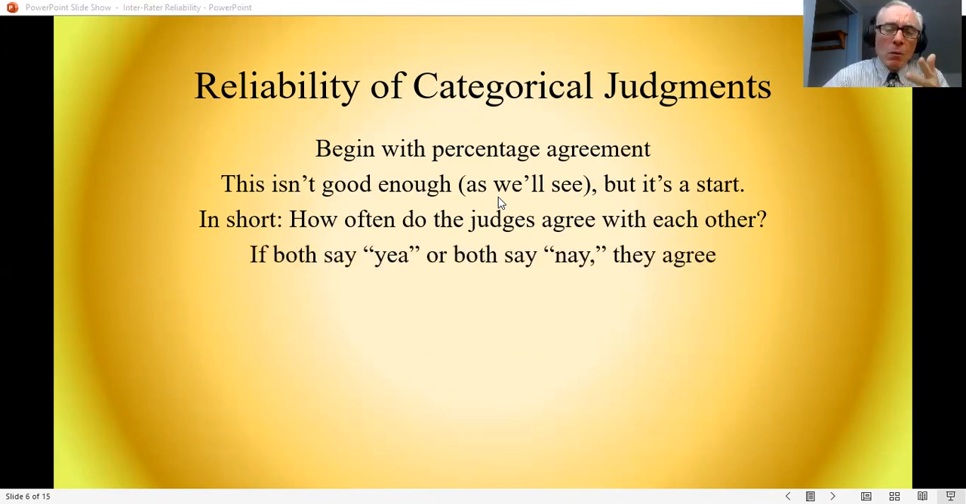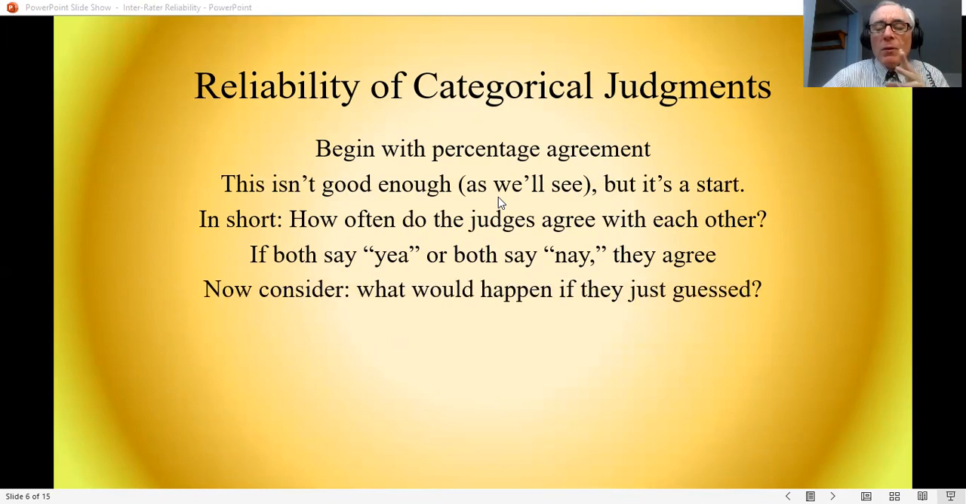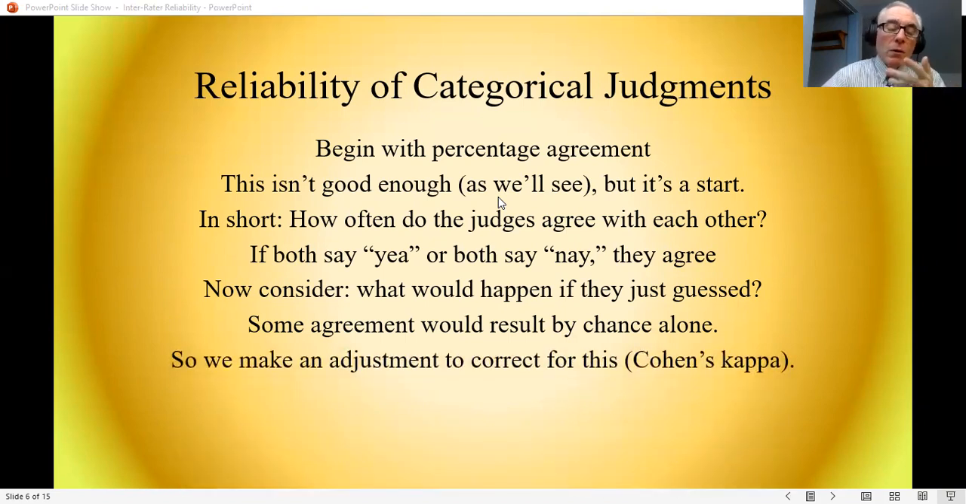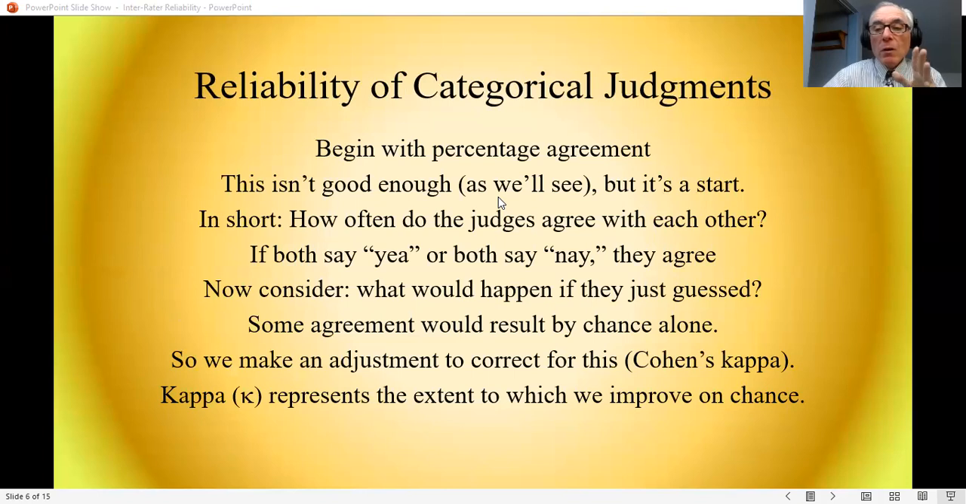Well, we add an adjustment because we have to think about what would have happened if they were just guessing. Because the fact is, especially if there are only two or three options on the table, either schizophrenia or mood disorder, or maybe an anxiety reaction, sometimes we're going to agree just by chance. And agreeing by chance isn't evidence of anything, right? So there's a little adjustment we make. It's a statistic. The most frequently used one at any rate is Cohen's kappa. There are alternatives, but this is the one you see all the time. And so kappa basically represents how much better we're doing than if we were just guessing.